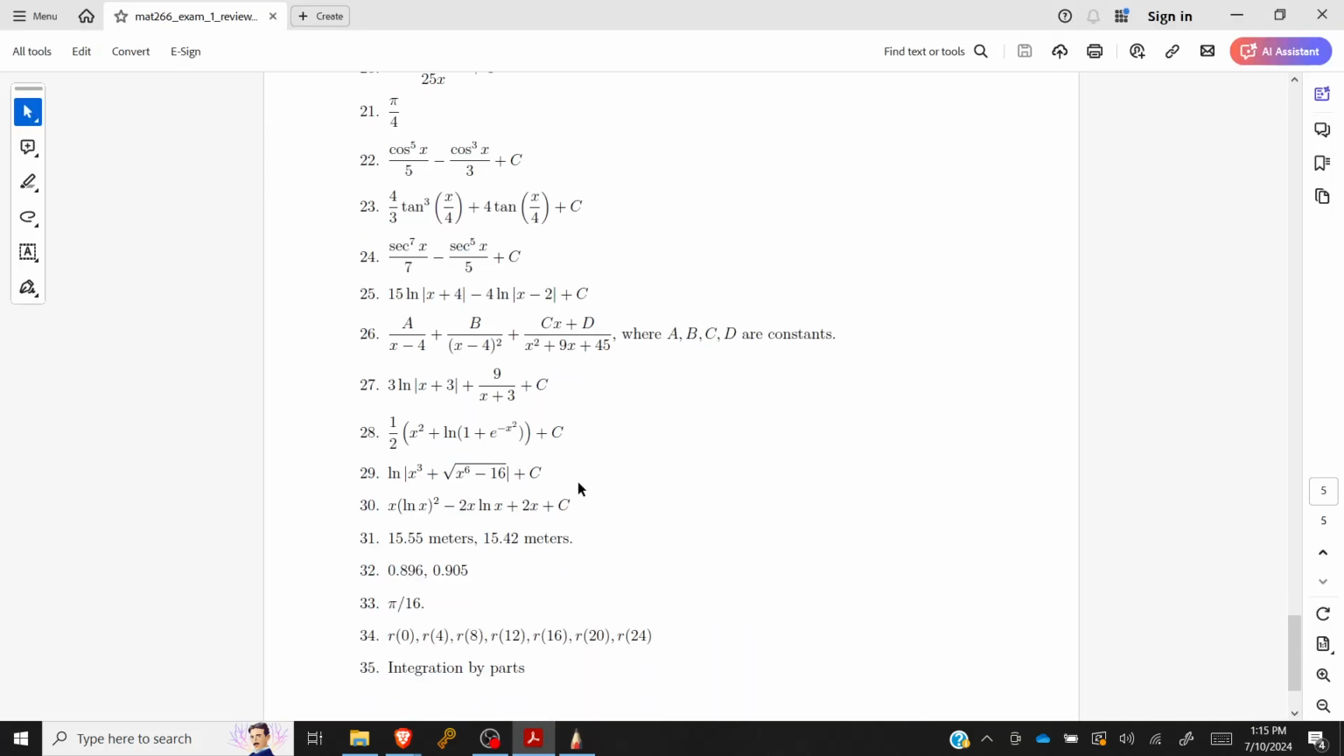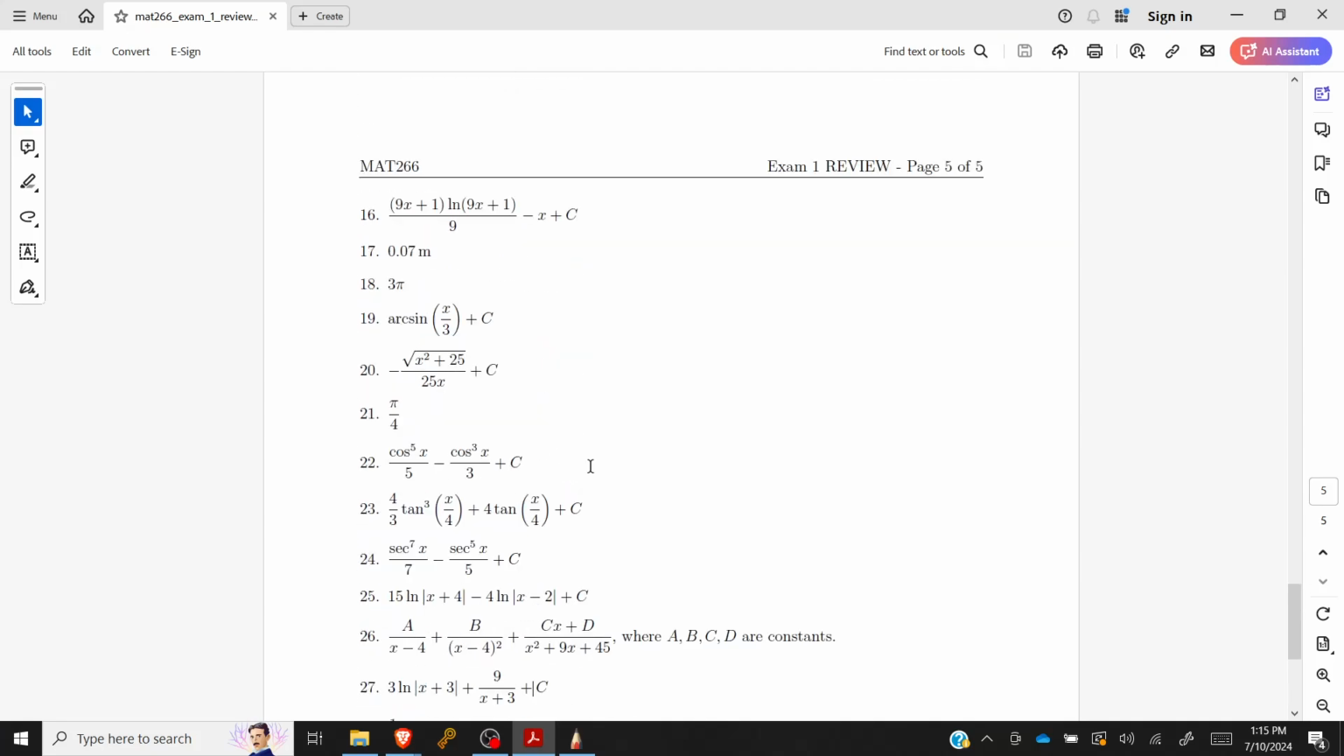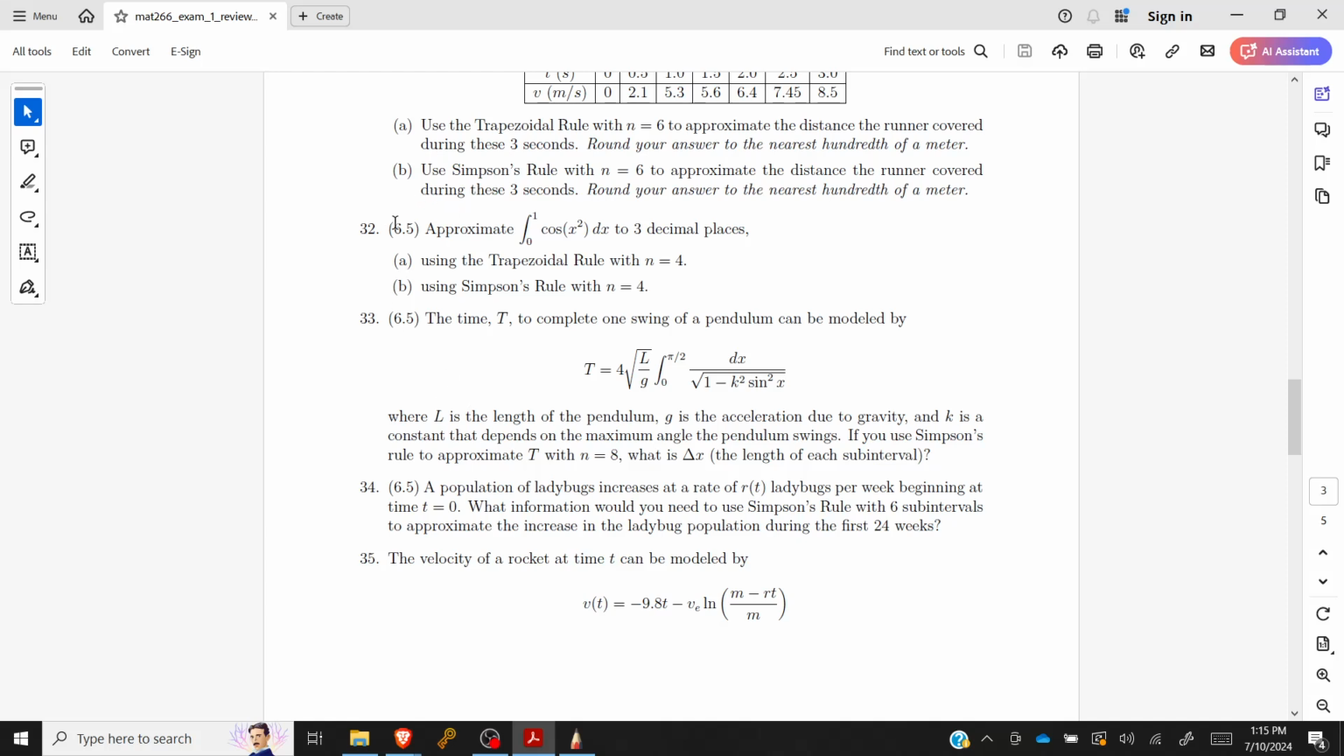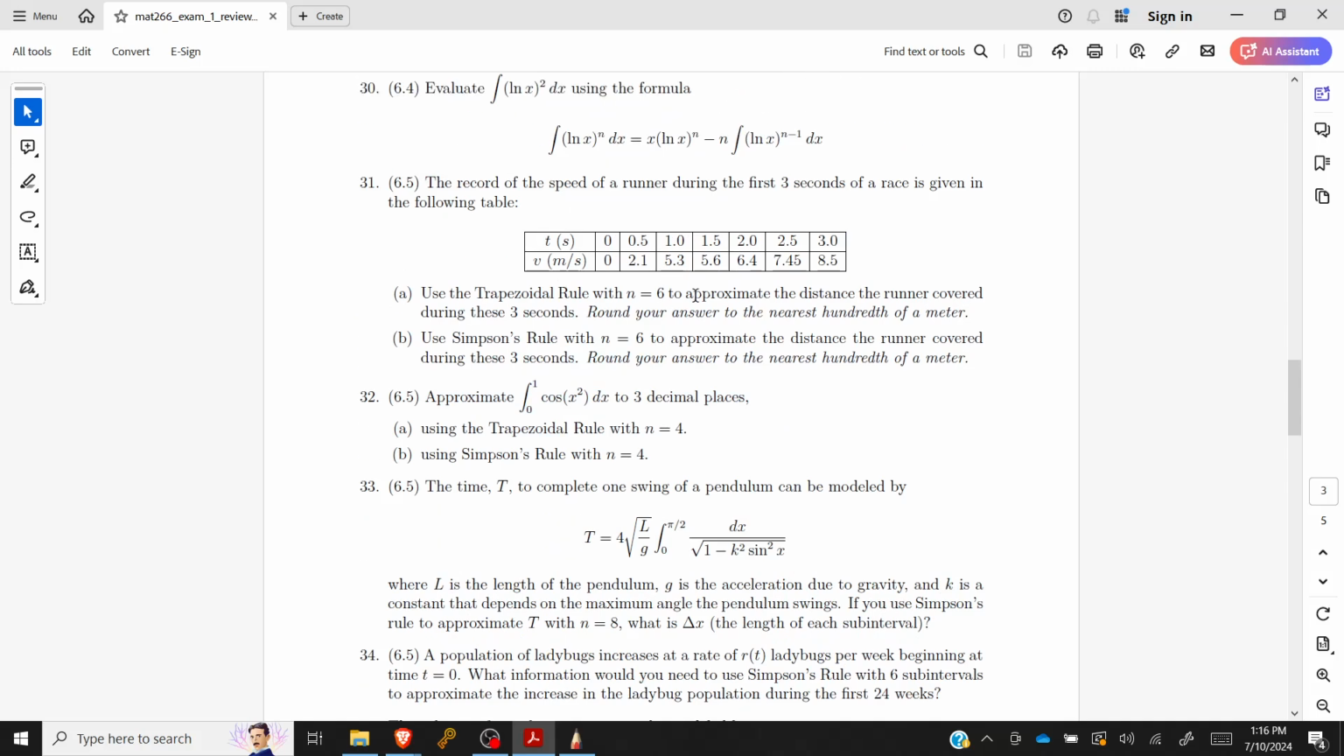And what about, how do you guys feel about these estimations of definite integrals with the trapezoid, Simpsons, midpoint, left, right? Does that make sense to you guys?